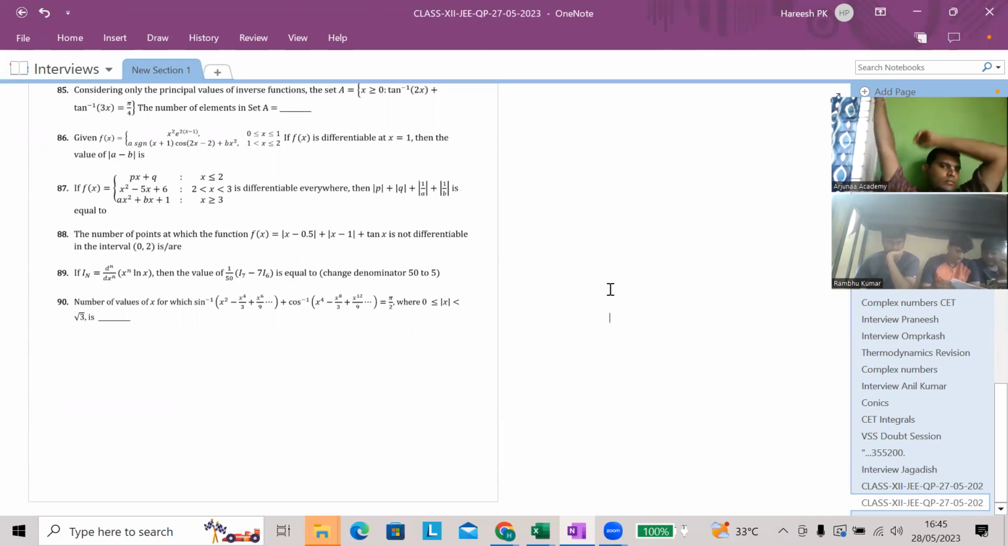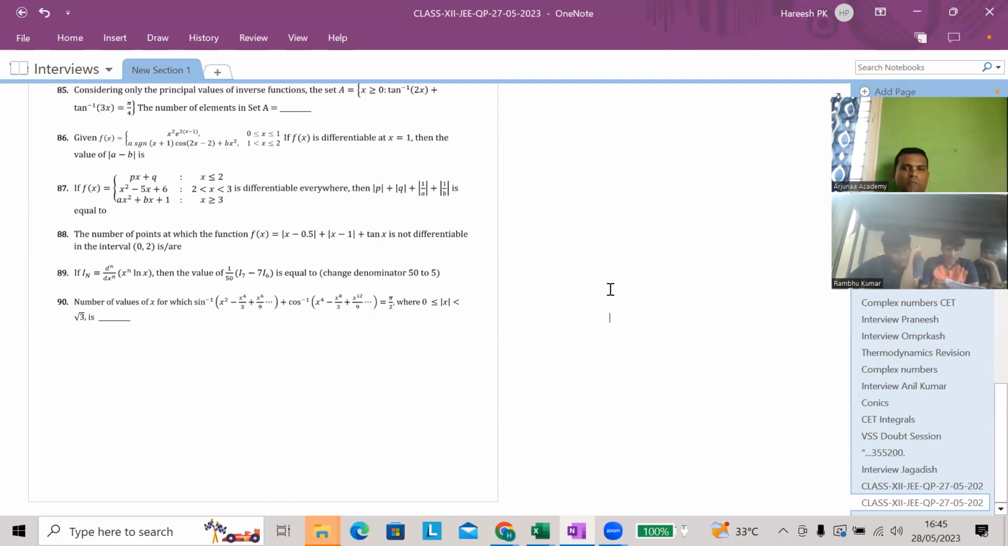Last one. Number of values of x for which sine inverse of (x square minus x to the power 4 by 3 plus x power 6 by 9) plus cos inverse of (x to the power 4 minus x to the power 8 by 3 plus x to the power 12 by 9) is equal to pi by 2, where 0 is less than mod of x less than root 3. Okay. Any idea, students, how to solve this?